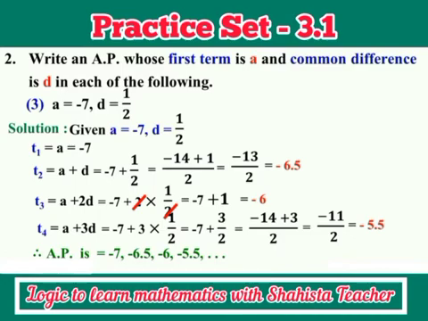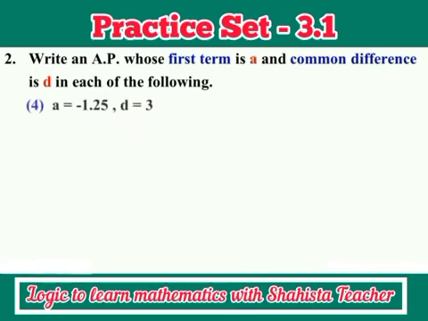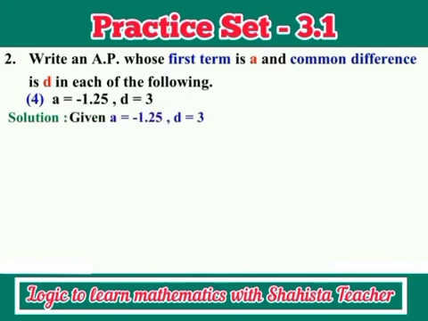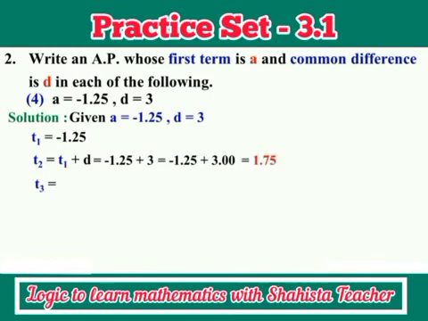So simple and easy to understand all these sums by applying a simple and easy trick. Now sum number 4. Sub question 4. A is equal to minus 1.25, D is equal to 3. So T1 is equal to minus 1.25. T2 is equal to T1 plus D. So T1 is minus 1.25 plus D, which is 3. After subtracting we get 1.75.